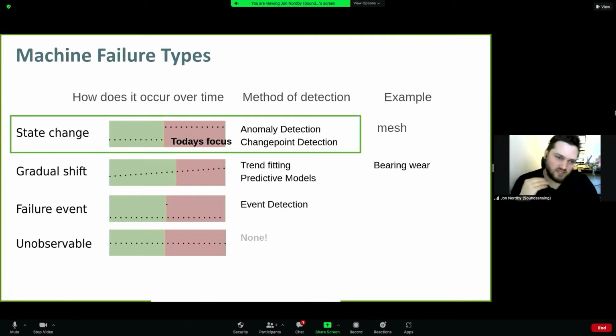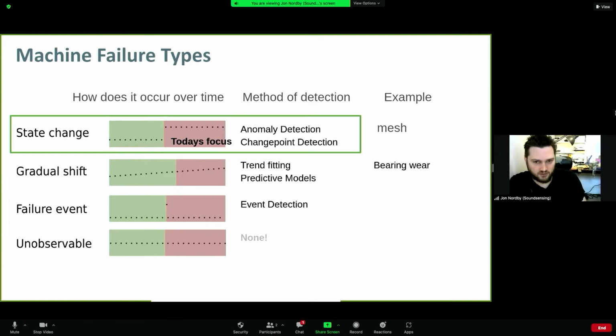We focus mostly on the top here, which we call a state change, where you have a relatively abrupt failure. And this could actually happen at the end of a gradual shift. For example, if you have a bearing that has been operating okay over many years, towards the end the lubrication might have gone out, and at the end it starts to deteriorate faster, and at some point it will deteriorate quite quickly, and this is a threshold, a state change that we can detect.